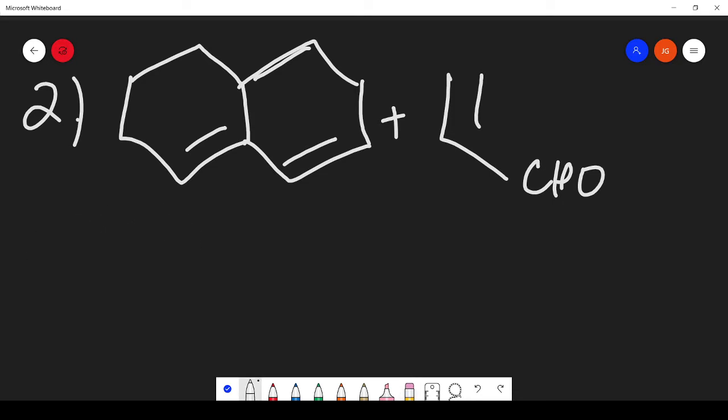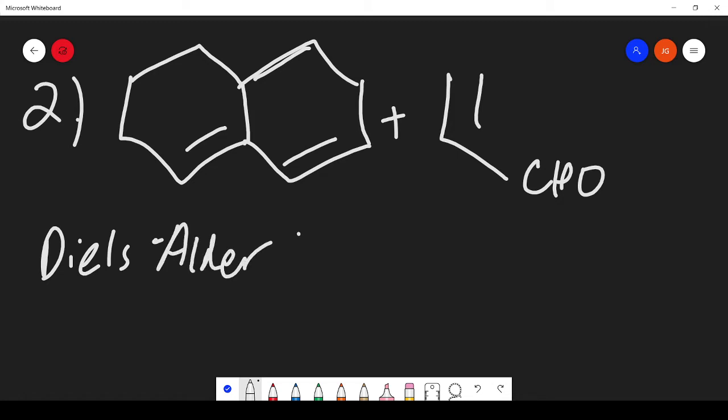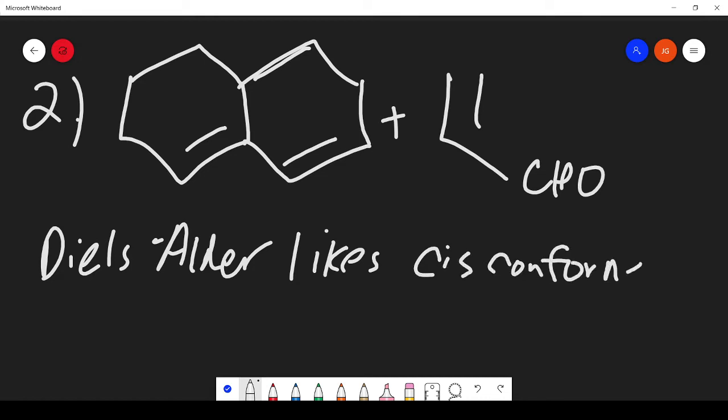So you might be tempted at first to try the Diels Alder mechanism. That's a very good guess. However, we want to look at the requirements for the Diels Alder. And so the relevant one here is that Diels Alder likes the cis conformation.